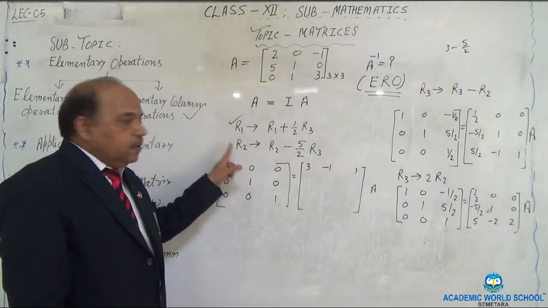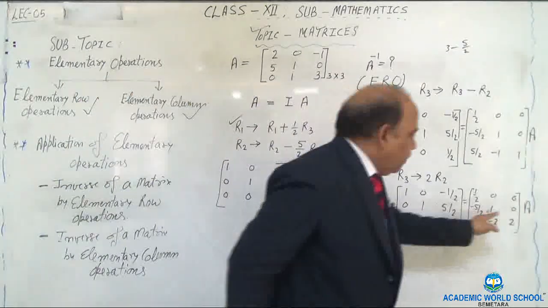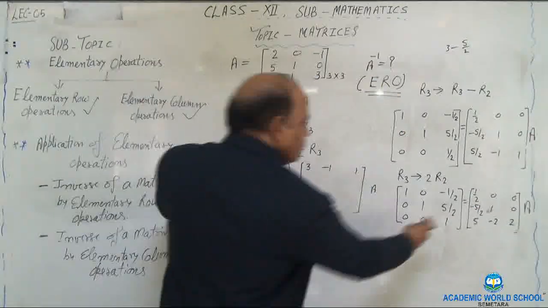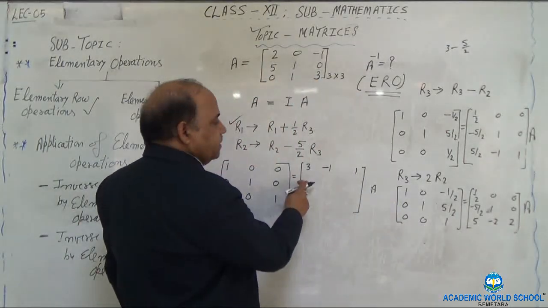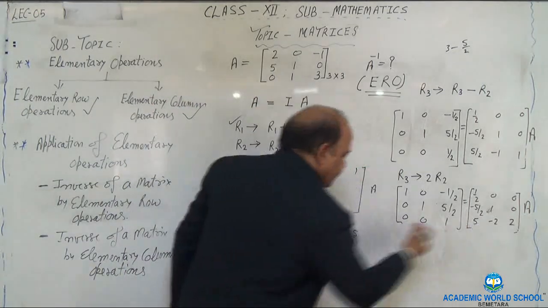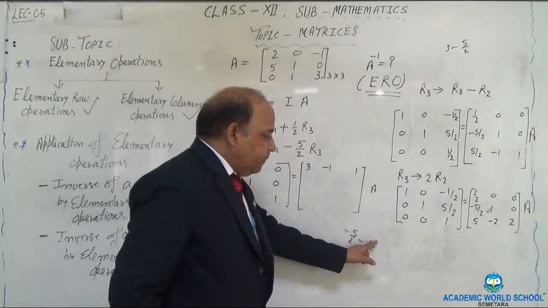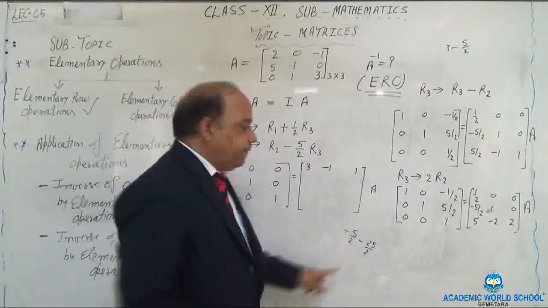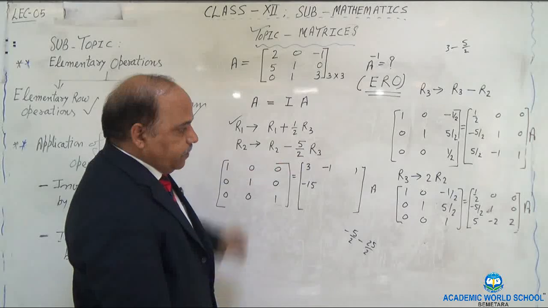Apply this change now. R2. So how will you apply? In R2 we are subtracting this. From R2 we are subtracting 5 by 2 times of this. So what will be the element in this one? So we are saying that minus 5 by 2. And then 5 times of this will become 25 by 2. We are subtracting that. So 5, 25, it will become minus 30. Minus 30 by 2, it will become minus 15. So write down minus 15. R2 minus this one, we have done.